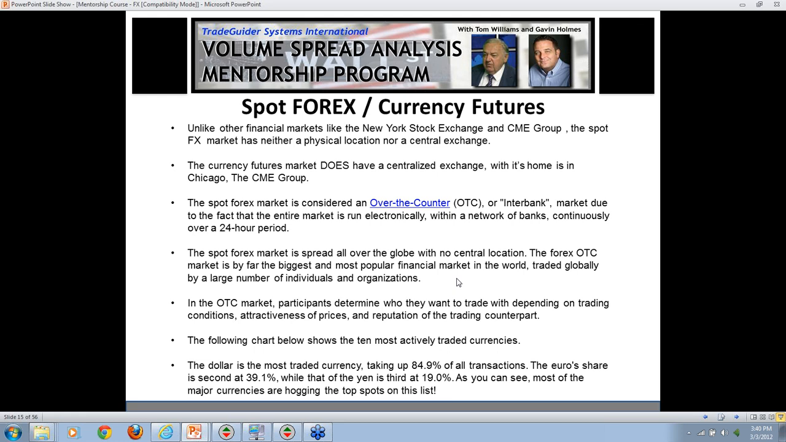But that's your choice. On the OTC market, participants determine who they want to trade with depending on trading conditions, the attractiveness of prices, and reputation of the trading counterpart. The following chart I'm going to show you in a minute will show you the top 10 most actively traded currencies. As you're going to see, the dollar is by far the king of the currencies, the US dollar that is, taking up 84.9% of all the transactions. The euro is second, and then the yen is actually third.